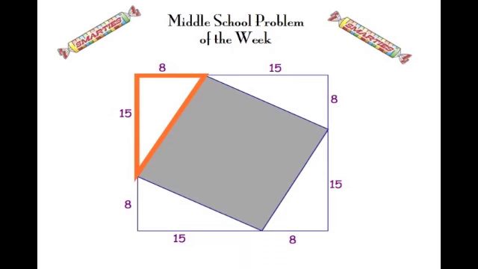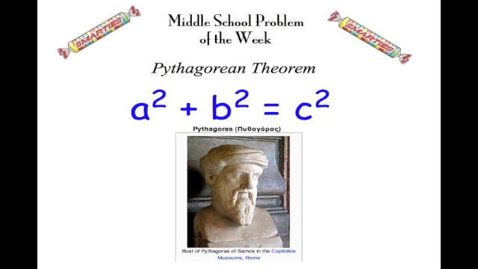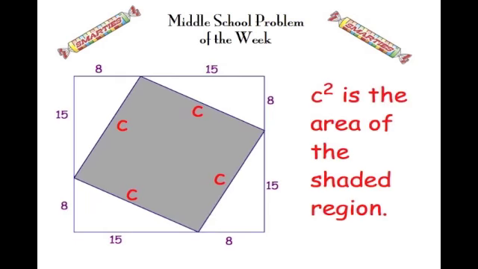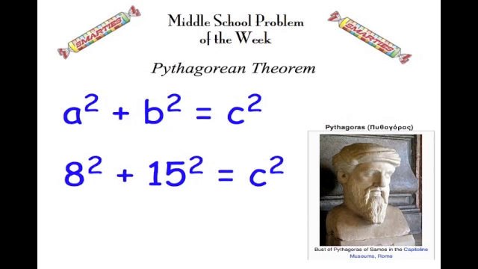And then some of the problem solvers knew of this guy, Pythagoras, and his theorem, the Pythagorean theorem, and they applied it. And in this case, if they can figure out what C is, they can square it to get the area of the shaded region, because they also knew that the shaded region is in fact a square itself. So to apply the numbers we're given, the A is 8 and the B is 15, so 8 squared plus 15 squared equals the area of the shaded region.